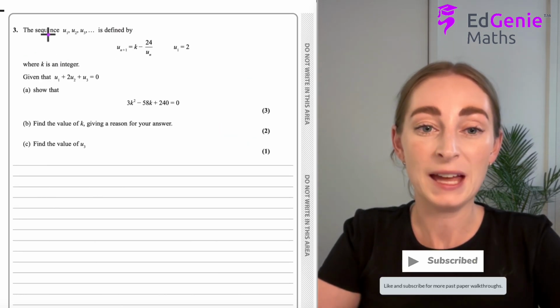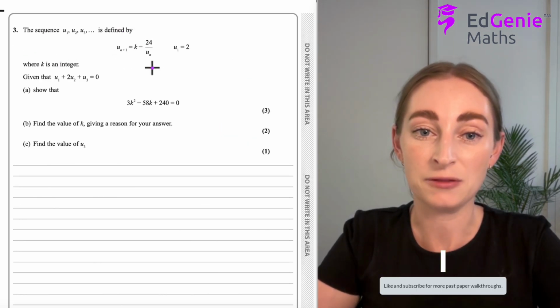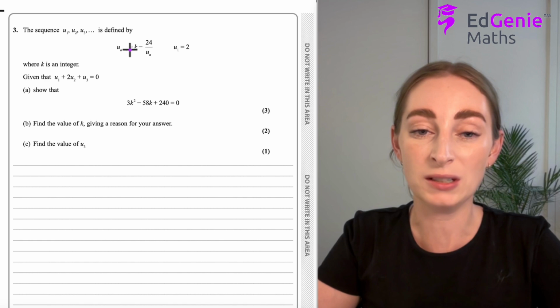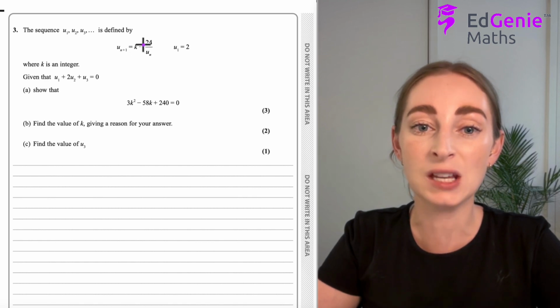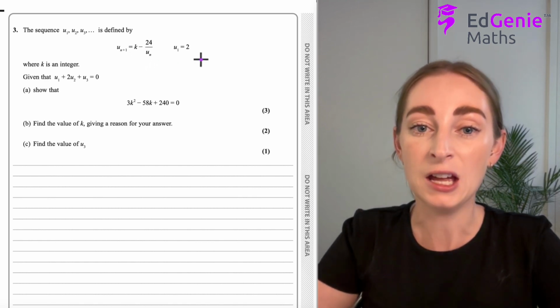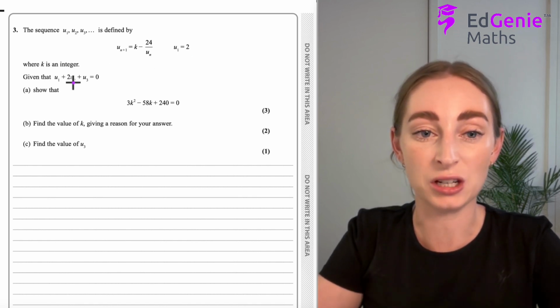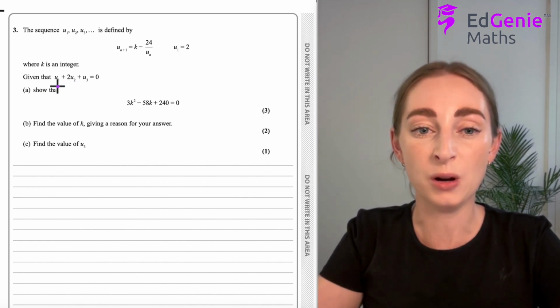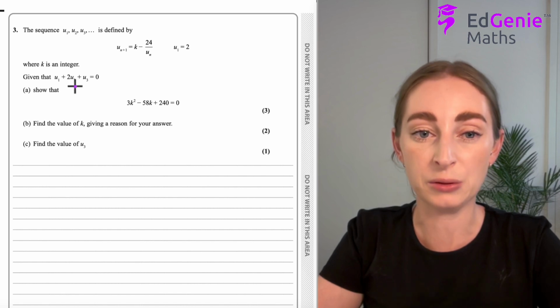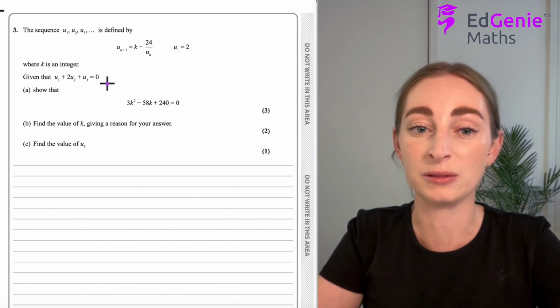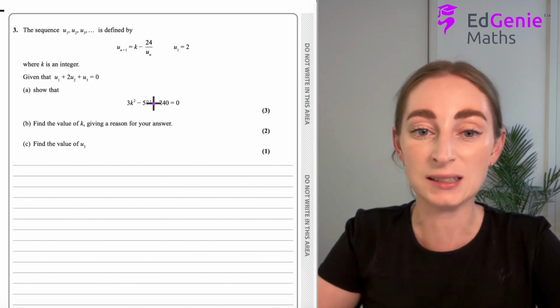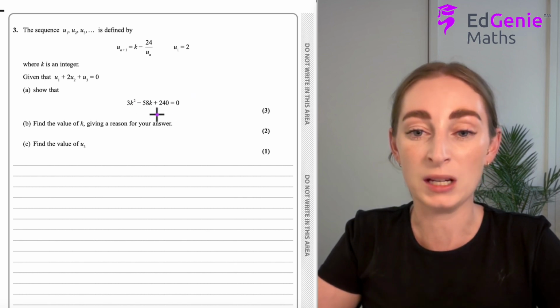Question 3, we have a sequence here and it's defined by u(n+1) equals k minus 24 over u(n), where u1 equals 2. K is an integer. Given that u1 plus 2u2 plus u3 equals 0, show that, and then we've got an equation here.